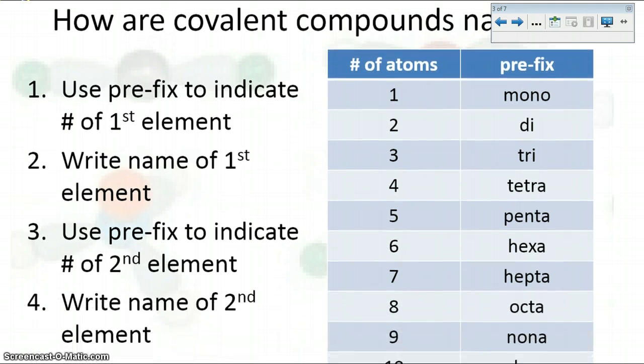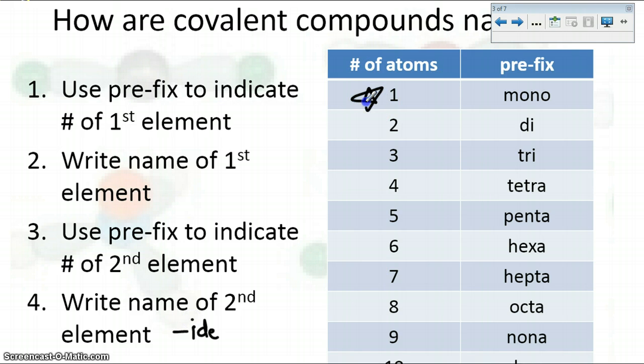Well, first we want to use prefixes. They are over here to indicate the number of the first element, and then we're going to write the name of the first element. Then we're going to use prefixes to indicate the number of the second element, and then we're going to write the name of the second element and change the ending on it to IDE.